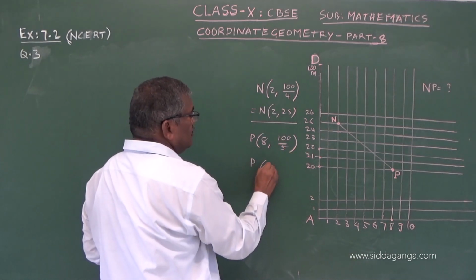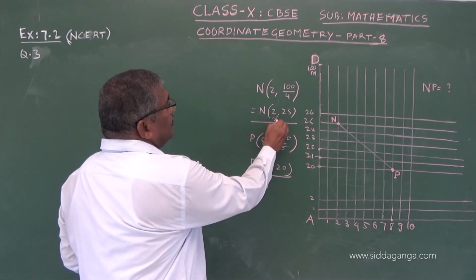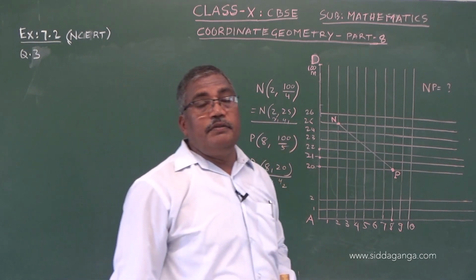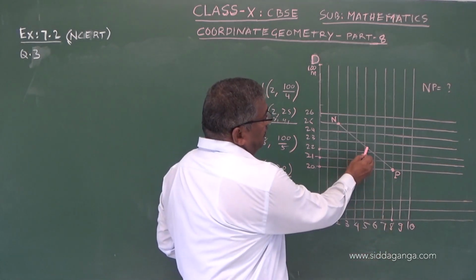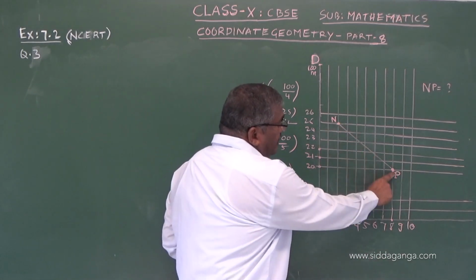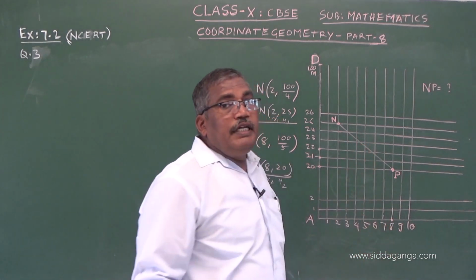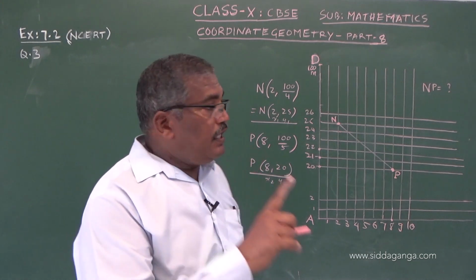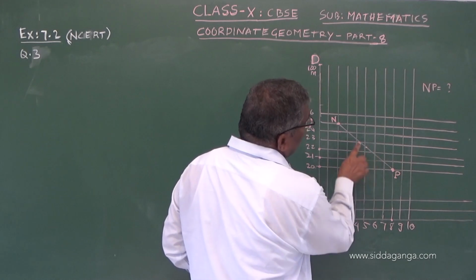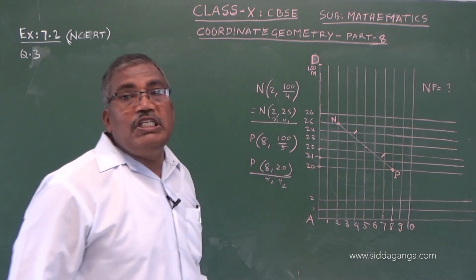So P coordinates are 8 and 20. So we have x1, y1, x2, y2, and the midpoint we have to find out. In the center of these two, another student has to place a flag, which means the midpoint divides the line NP in the ratio 1:1. So this portion is 1, M1 is 1, M2 is 1.